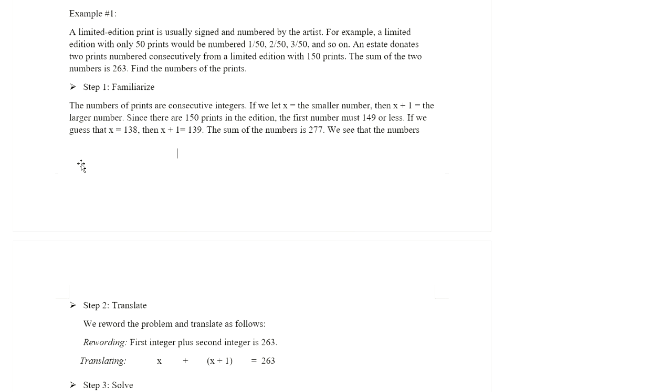Okay. So let's just guess on the first variable. We'll use 138. Now for the larger one, it's going to be x plus 1, so 138 plus 1 would give us 139. When you add the two together, it gives us 277. We see that the numbers need to be smaller, so let's reduce the integers that we used.